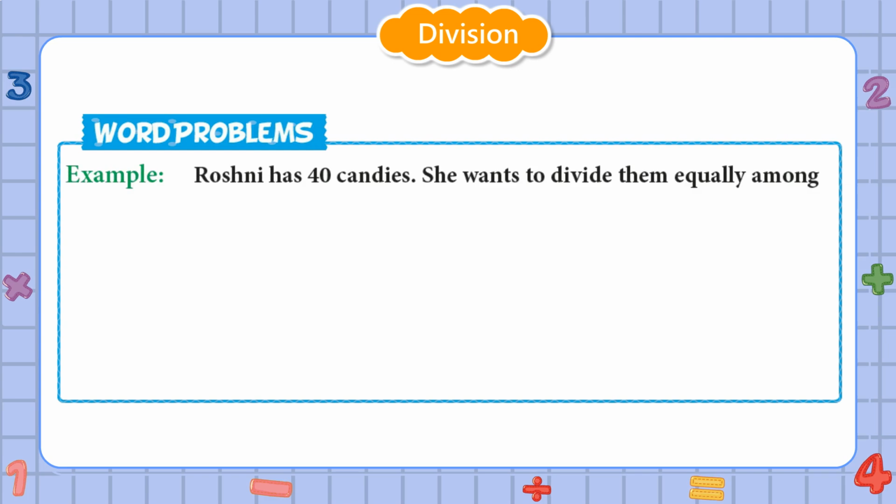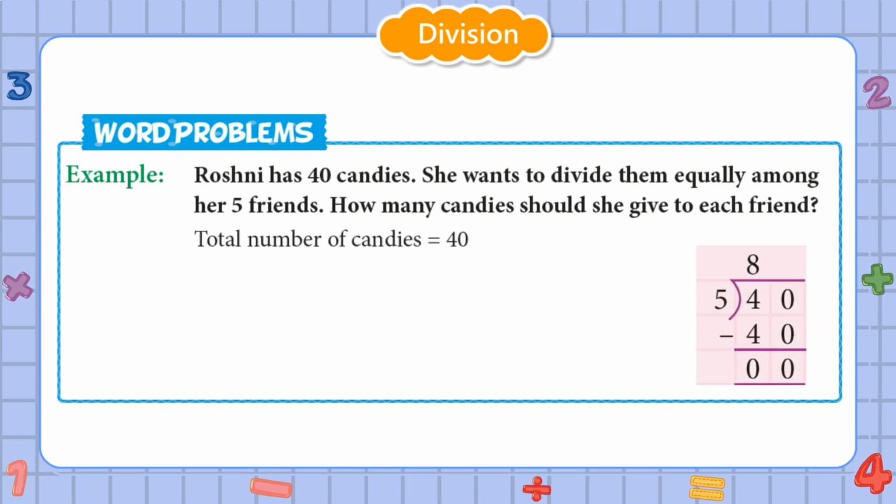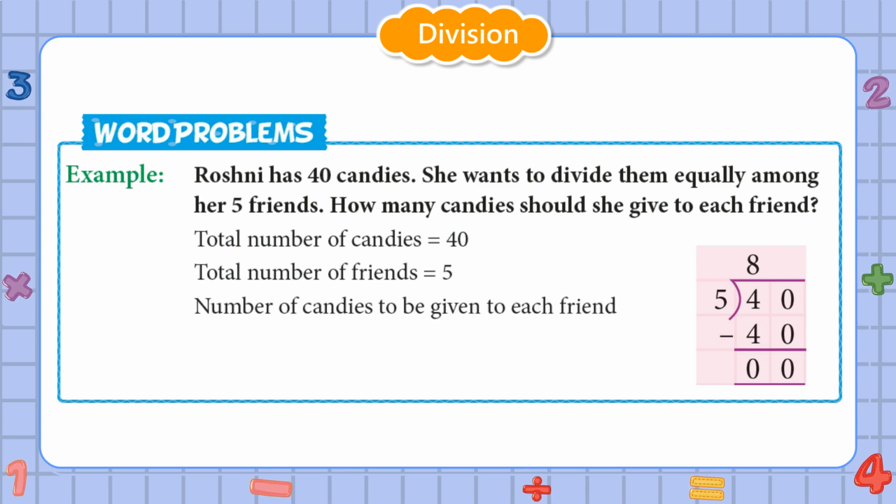Word problems. Example. Roshni had 40 candies. She wants to divide them equally among her 5 friends. How many candies should she give to each friend? Total number of candies is equal to 40. Total number of friends is equal to 5. Number of candies to be given to each friend is equal to 40 ÷ 5 = 8. Roshni should give 8 candies to each friend.